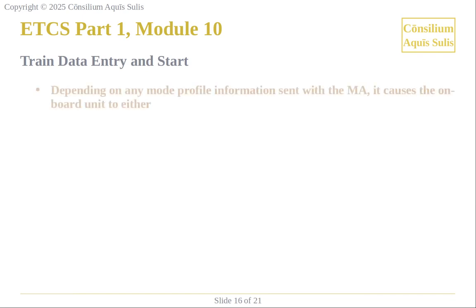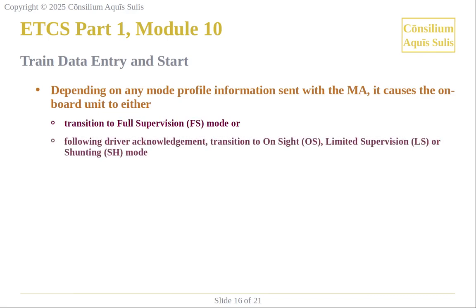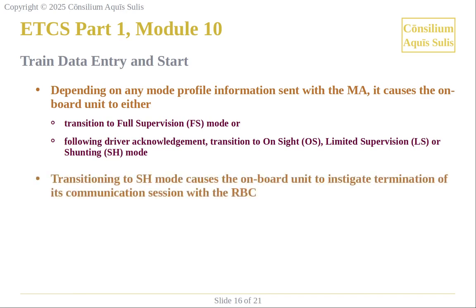Depending on any mode profile information sent with the MA, it causes the onboard unit to either transition to full supervision mode or, following driver acknowledgement, transition to on-sight, limited supervision or shunting mode. Transitioning to shunting mode causes the onboard unit to instigate termination of its communication session with the RBC.